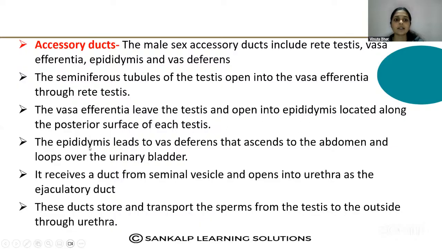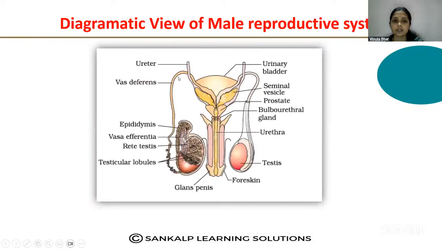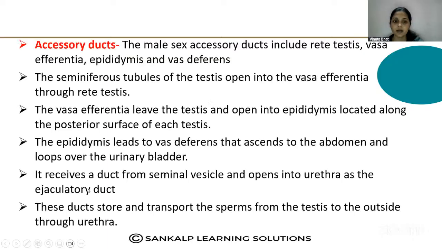The epididymis leads to the vas deferens that ascends to the abdomen and loops over the urinary bladder. So this is the long one that is called the vas deferens. Here the epididymis opens into the vas deferens, which forms the loop around the urinary bladder. The epididymis leads to the vas deferens and ascends to the abdomen and loops over the urinary bladder.